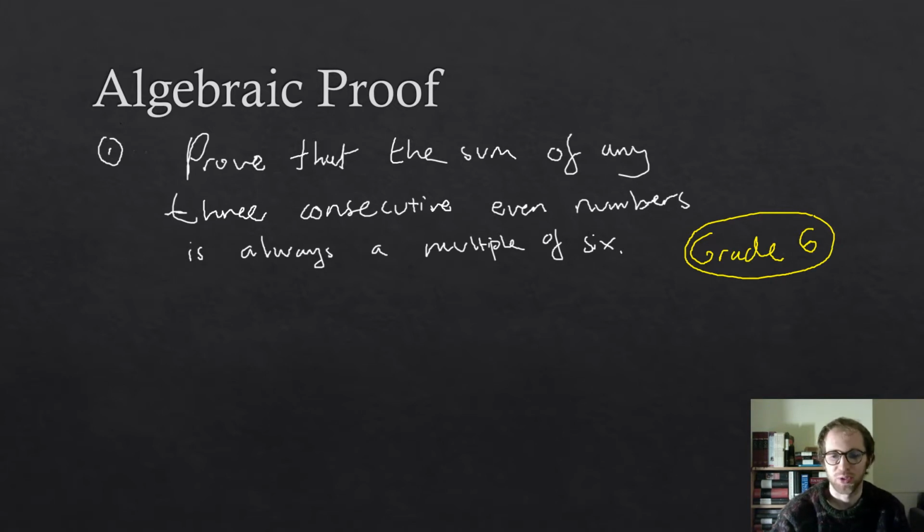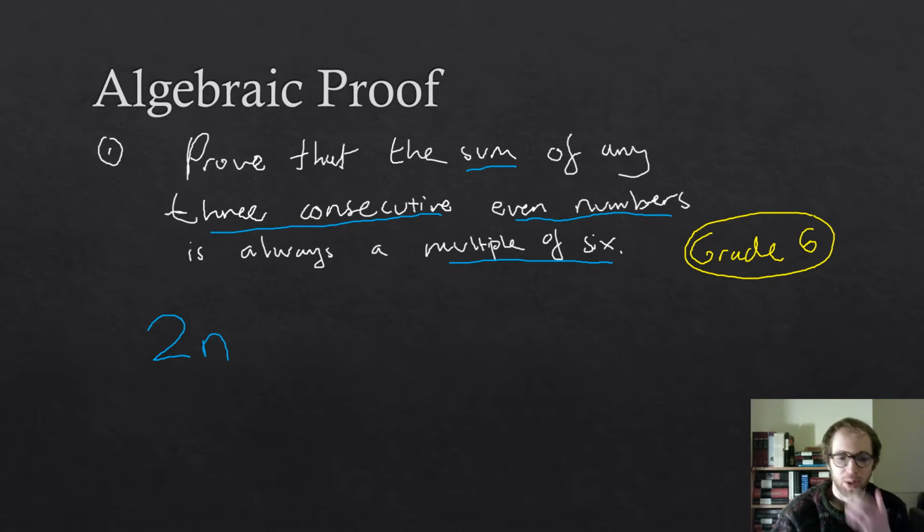is always a multiple of 6. I want to identify the key words and make sure I'm happy with what they mean. So, three consecutive even numbers. Well, an even number is a multiple of 2, and so I want to think about how to write that algebraically. I'm going to write it as 2n because that's the definition of an even number. It's 2 times any whole number. That is the 2 times table.